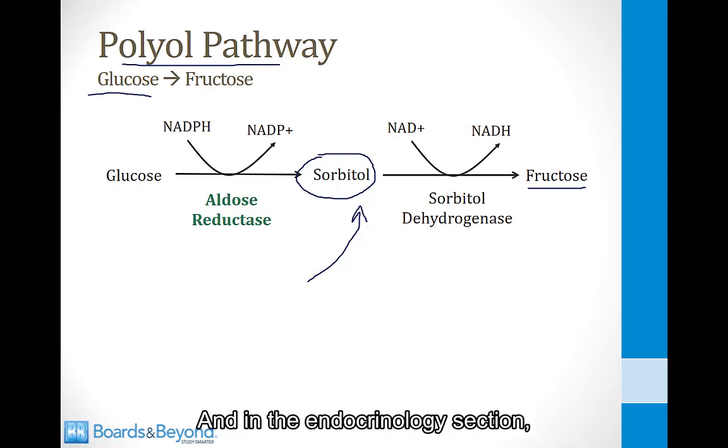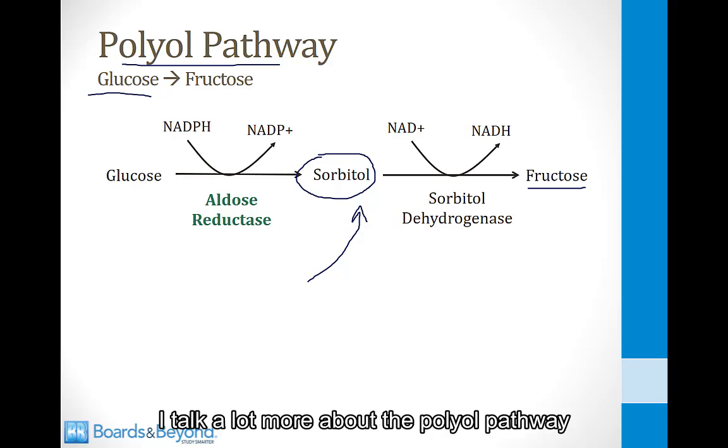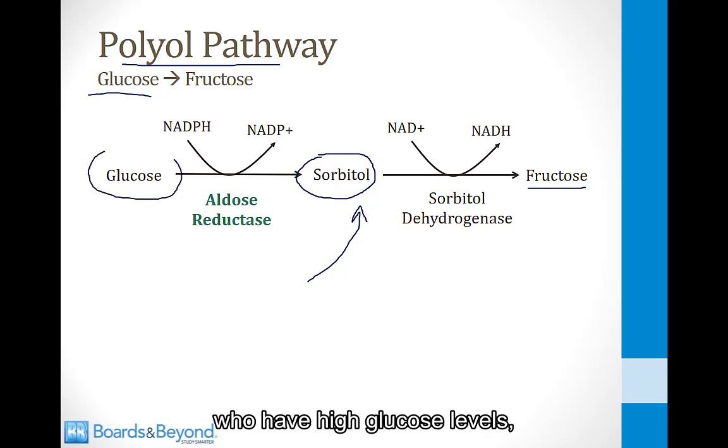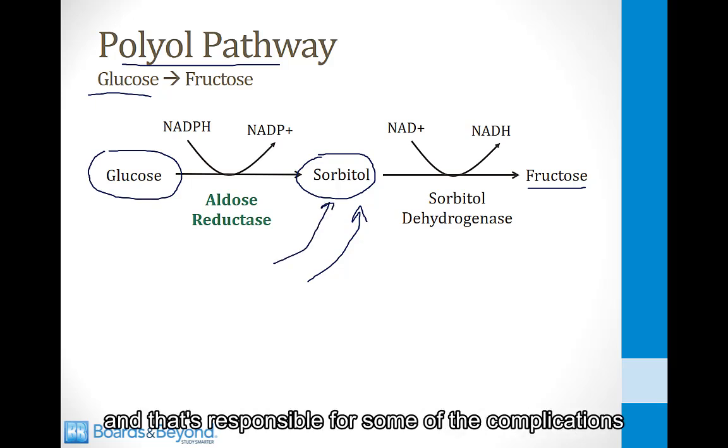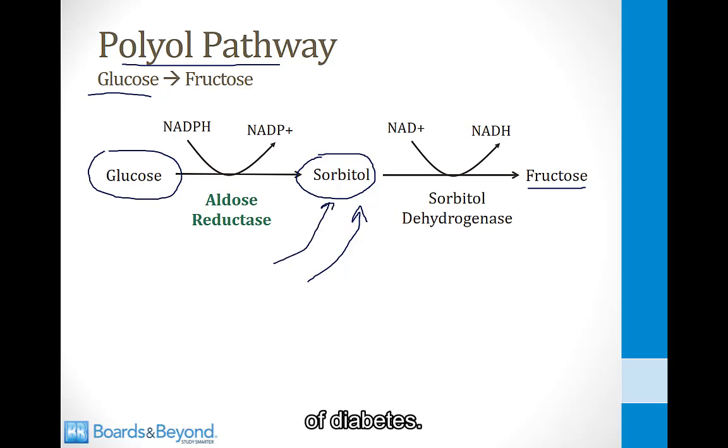And in the endocrinology section in the videos on diabetes, I talk a lot more about the polyol pathway. That's because in diabetics who have high glucose levels, sorbitol can build up via the polyol pathway, and that's responsible for some of the complications of diabetes.